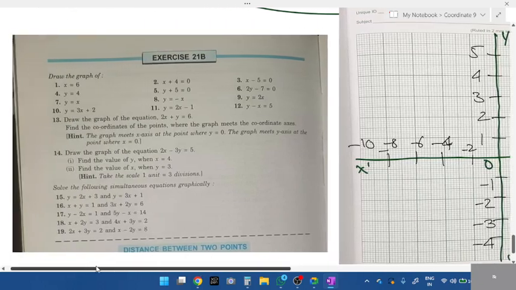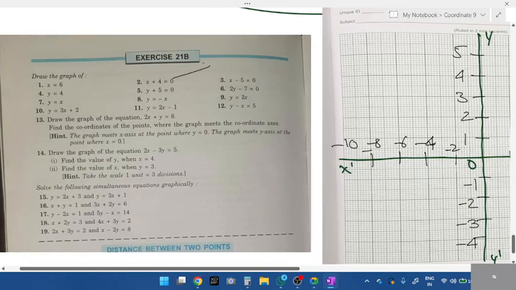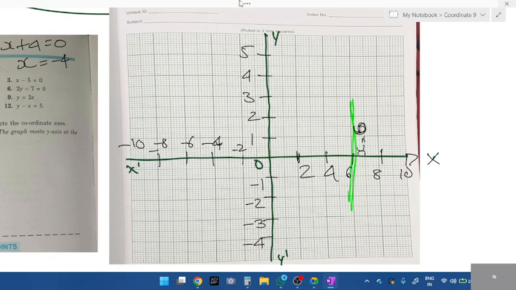Plot the next one. How do you solve this question, students? X plus 4 is equals to 0. How do you find the value of x? What happens to plus 4 if it goes to the other side? X is equals to minus 4. Draw a straight line for minus 4. Where is it? Here. Minus 4. Just draw a 2 centimeter line.